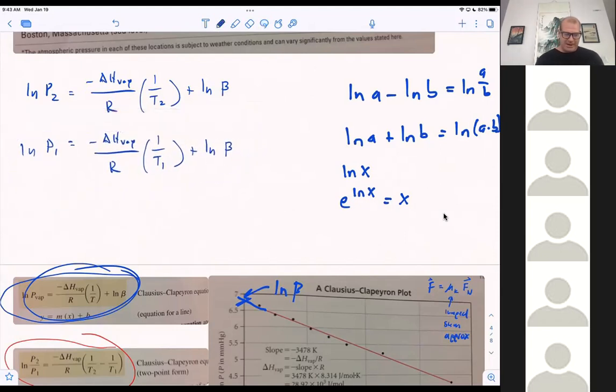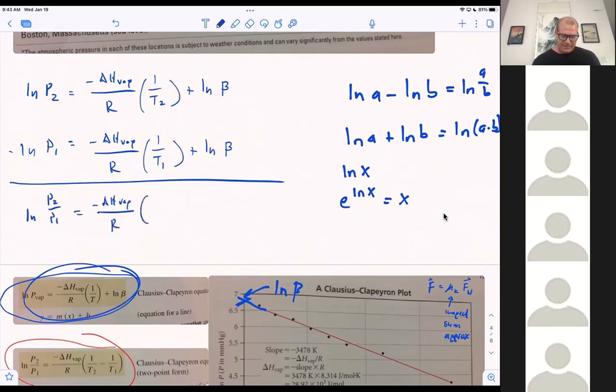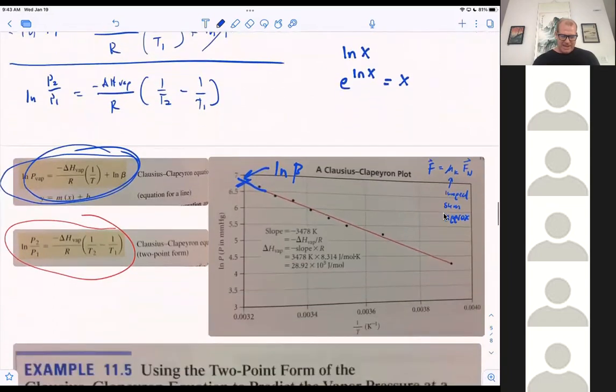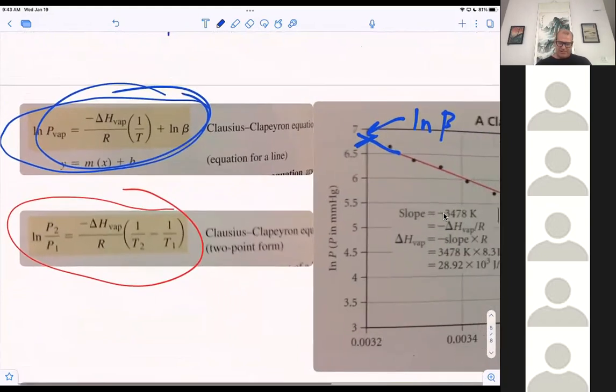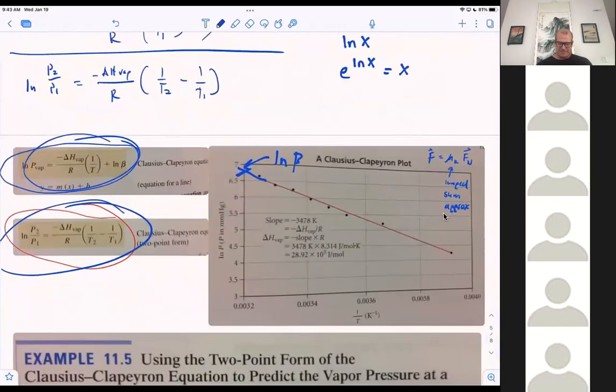Now I'm going to subtract these two. And so ln P2 minus ln P1 equals natural log of P2 over P1. Subtracting these two, they come out. So it's going to be equal to minus delta H vaporization over R, 1 over T2 minus 1 over T1. And then the natural log beta terms cancel out. So that's how you get this two-point equation. That's the derivation for it. You'll see equations much like this for the rest of the semester. You'll see a bunch of these.